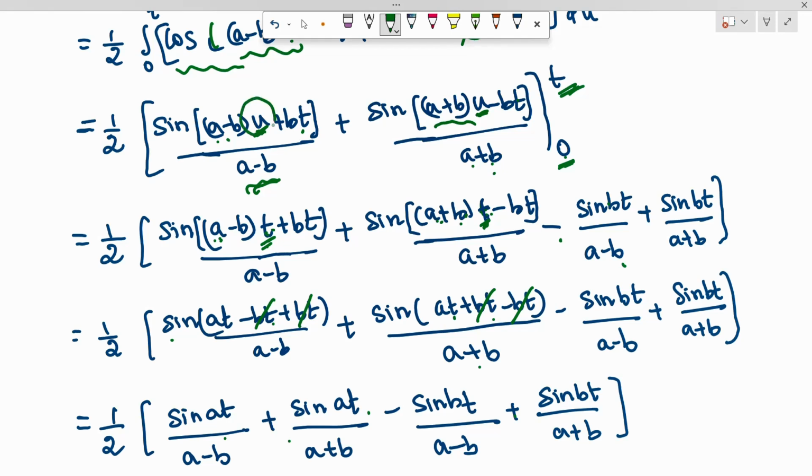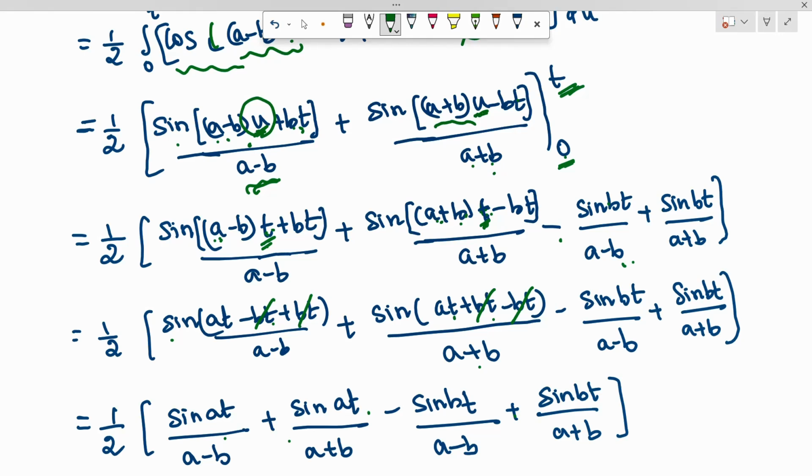Substitute here u is equal to 0. The first term becomes 0. Only we are getting bt, that is sine bt. Minus sign: after applying the upper limit value, we have to add one negative sign here, which is minus sine bt divided by a minus b. And then apply the lower limit value 0 in the second term also.